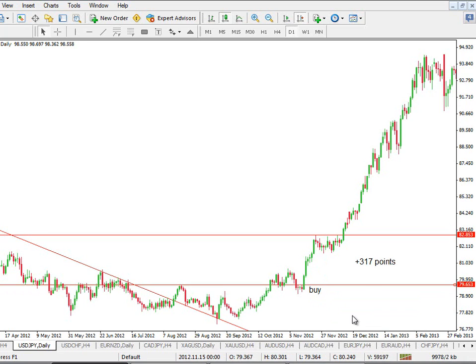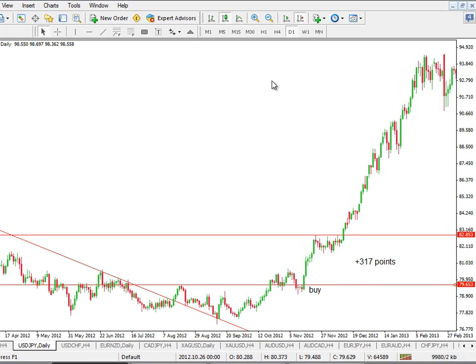So now we can see you buy down here. The move from your entry to where price next started to retrace was 317 points, which is huge. You'd already have that, and now your original buy stop loss is at break even, so that trade there has absolutely no risk attached to it whatsoever.